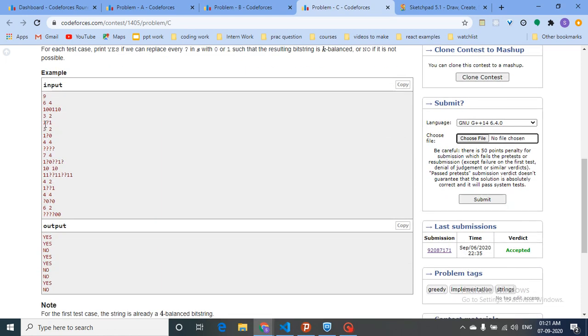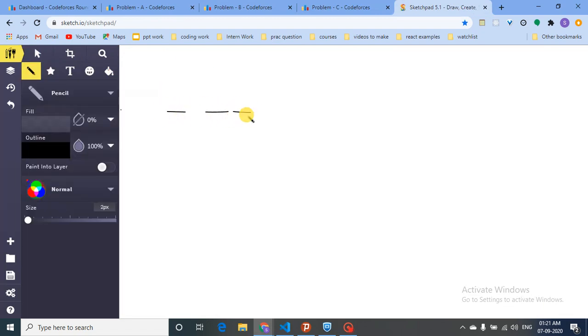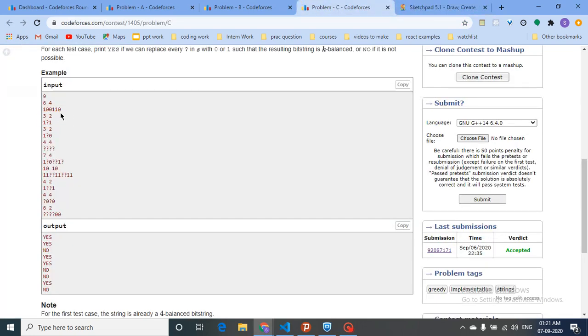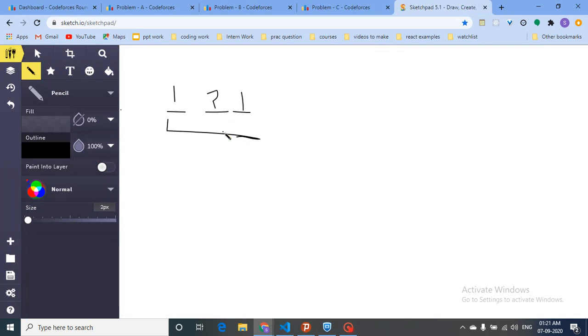So that's the whole question. Let me take an example: 3, 2, 1 question mark 1. The length of this string is 3, there's a question mark here, and this is 1 and this is 1, and the substring length is equal to 2. I will take either this substring or this substring. If I replace the question mark with a 0, then in the first substring the total number of ones and zeros is 1 and 1, and in the second also the count of zeros and ones is 1 and 1. So this is possible, because I can replace the question mark with 0 and then the whole string becomes k-balanced with k equal to 2. I hope you understand the question part now.